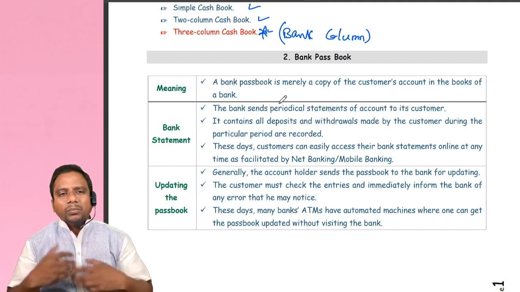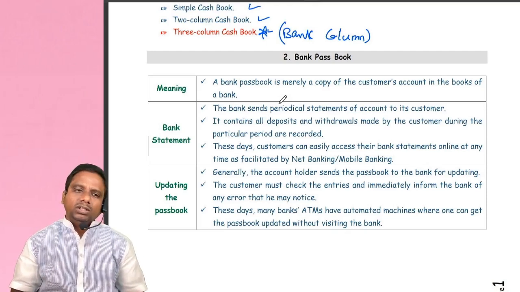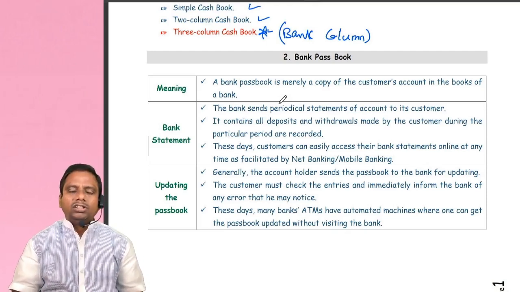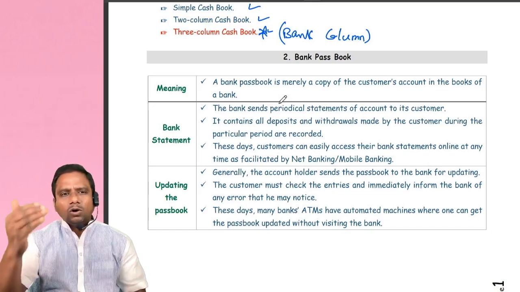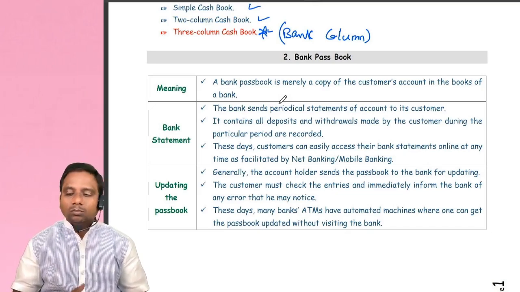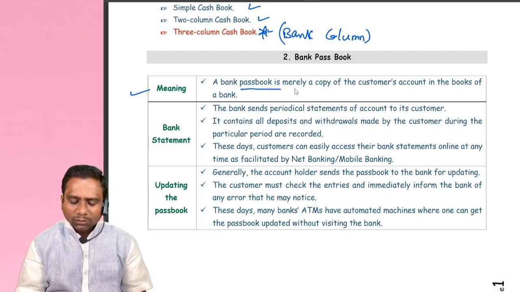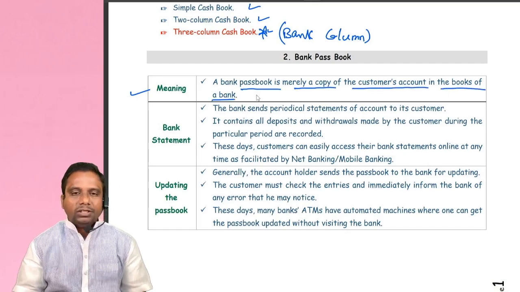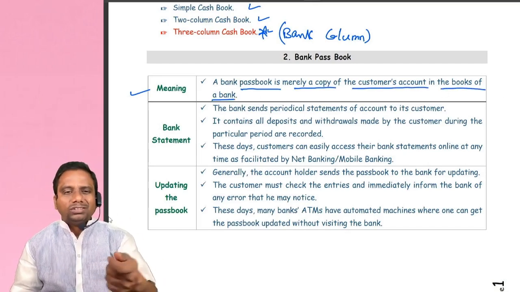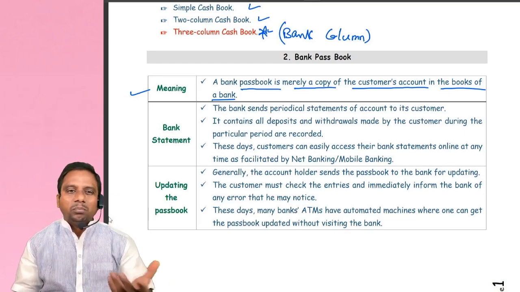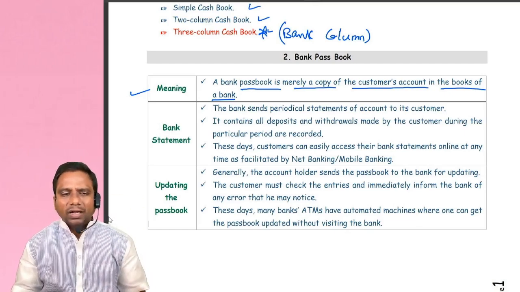Periodically the bank sends this statement to the customer. Suppose you have opened an account with the bank, in the first week of every month they will send the statement through your mail ID. Or you can download it from internet banking or mobile banking. A bank passbook is merely a copy of the customer account in the books of a bank. If you are at home, just ask your parents to show you the bank passbook. Or some of you may have a bank account now, so you can check your bank passbook.